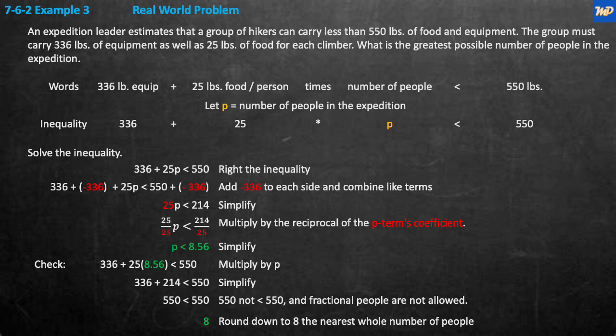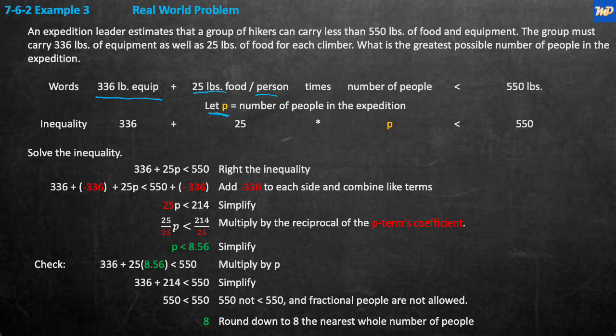Putting it in words, they're saying that 336 pounds of equipment plus 25 pounds of food per person times the number of people has to be less than 550, because they can carry less than 550 pounds. So we're going to let P be the number of people that we're trying to find.